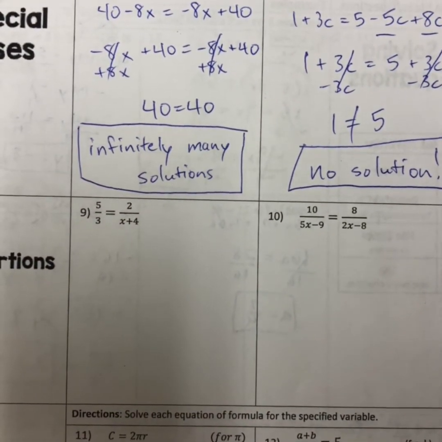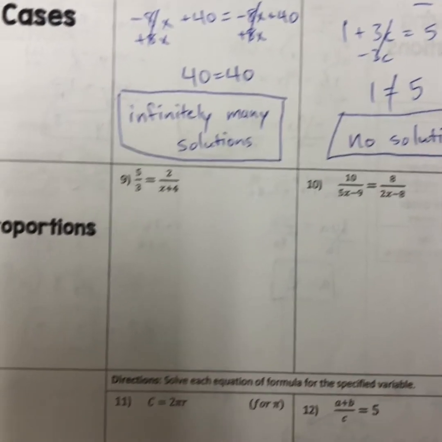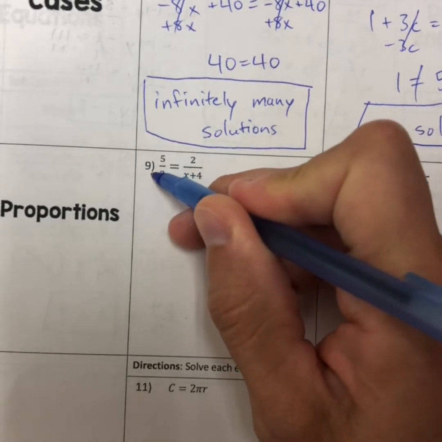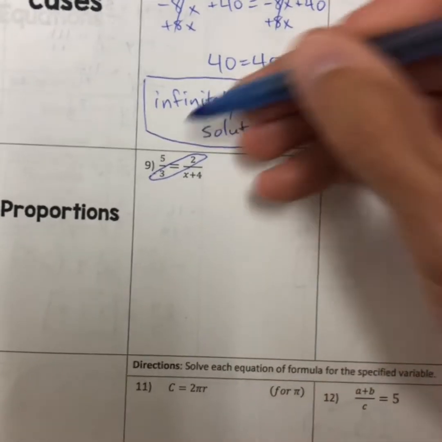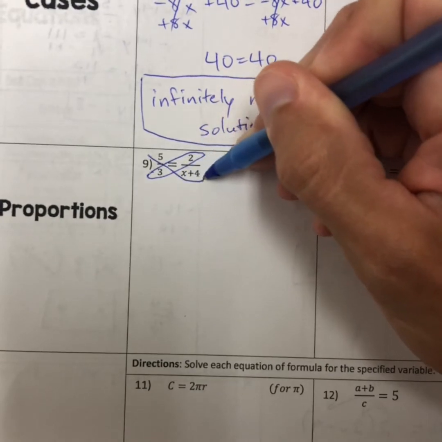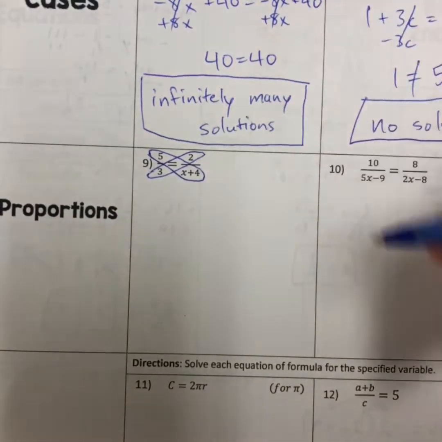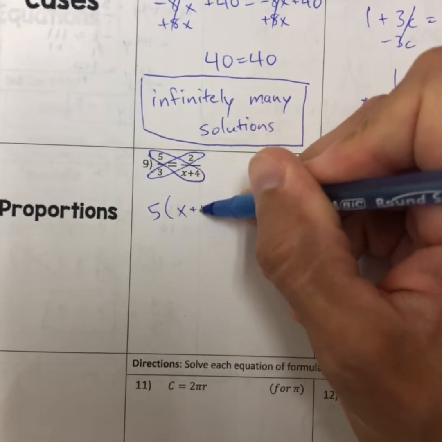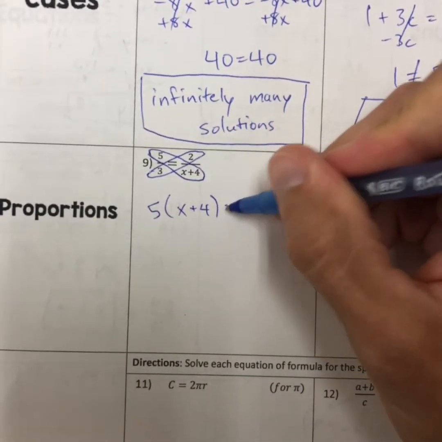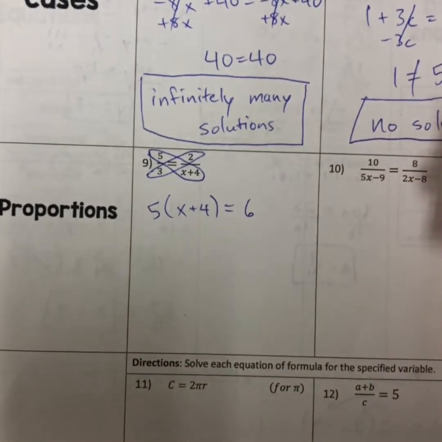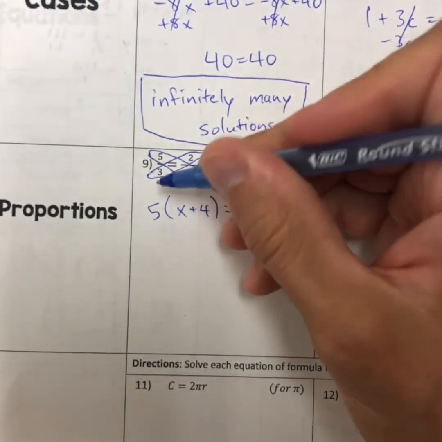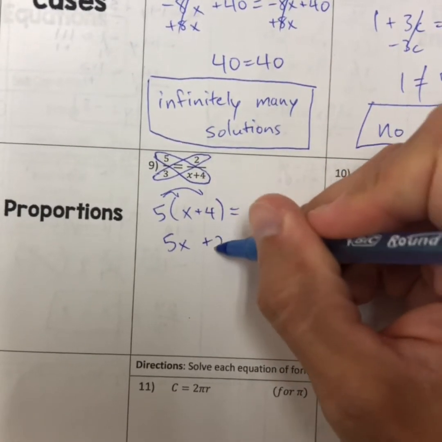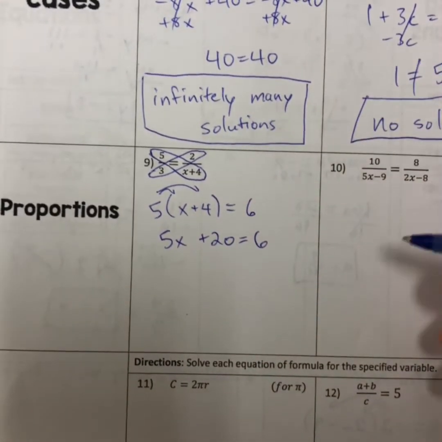All right, and from here we have proportions and literal equations. Proportions, remember, we just do our butterfly method, if some of you remember that. We'll call it cross multiplication. So I'm going to cross multiply whenever we see a fraction set equal to another fraction. In this case, 5 times the quantity x plus 4 equals 3 times 2 is 6. And from here, it's just like the front where we distribute and solve for x. 5x plus 20 equals 6.